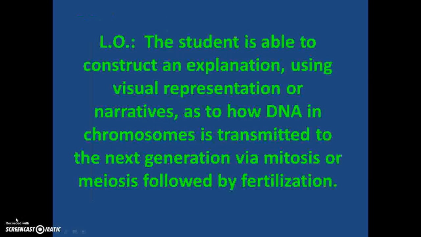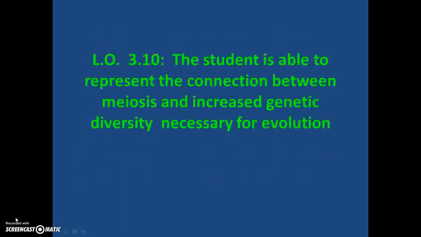All right, so here's a learning objective. This is really what we're looking at, specifically what we're trying to get you to be able to do for your AP test. It says you need to be able to construct an explanation using visual representation or narratives. Okay, so be able to model this or explain what's going on here as to how DNA in chromosomes is transmitted to the next generation via mitosis or meiosis followed by fertilization. Today we're digging into meiosis. We've looked at mitosis. Speaking of mitosis, we're going to look at asexual reproduction in just a second.